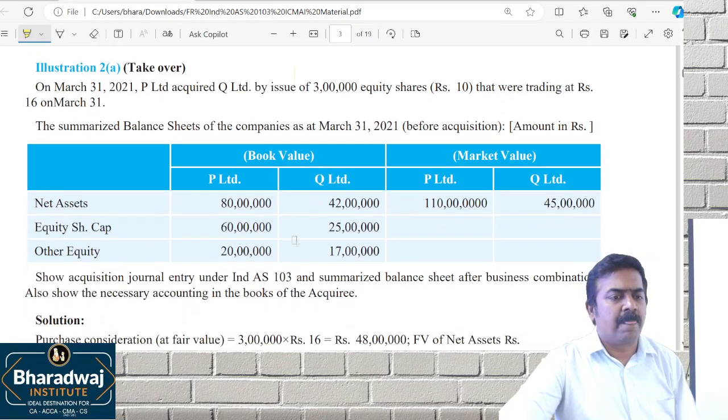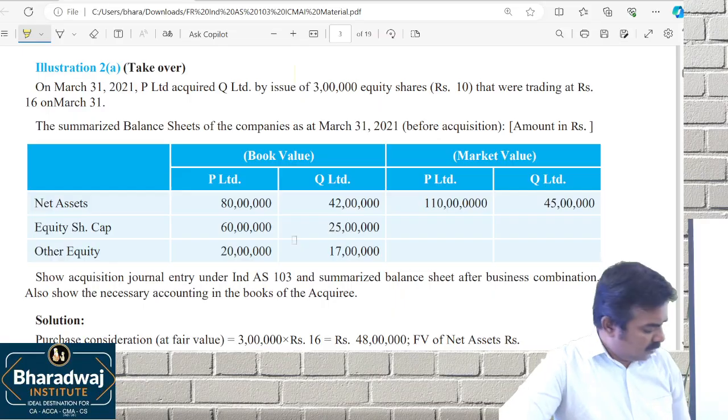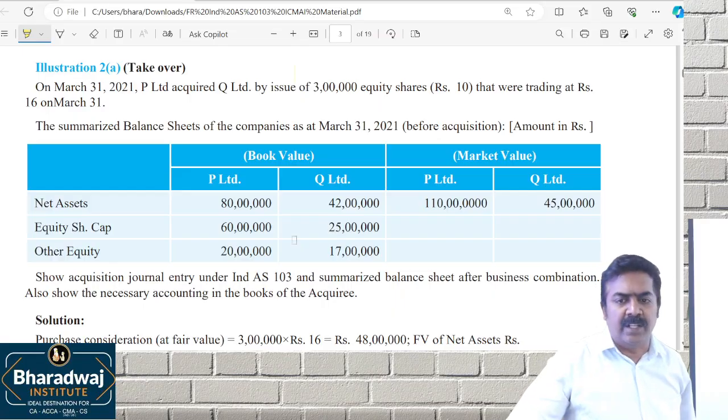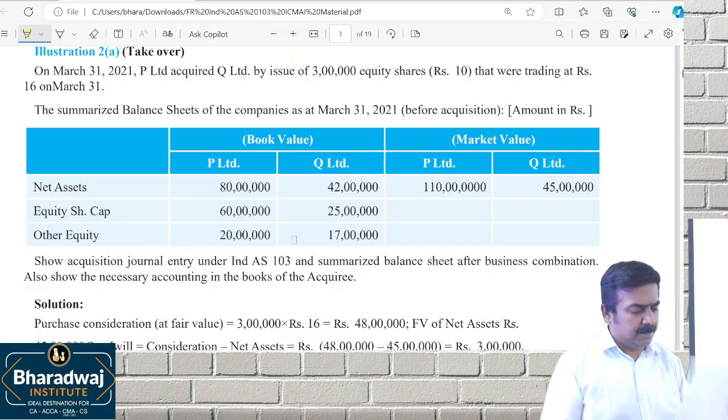Illustration 2A part. Read through it fully, then we will see the solution.